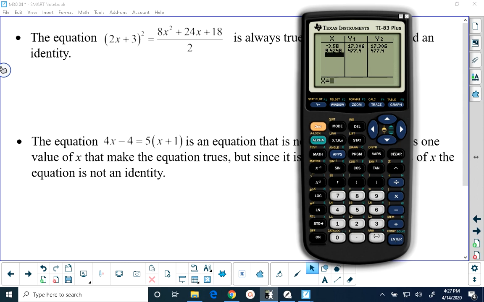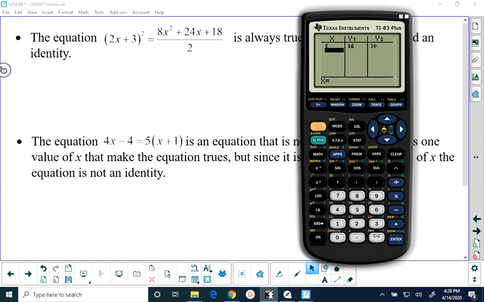Now let's try the same thing with the second equation, where I have 4x minus 4. I'll put that in for y1, and it's equal to 5 multiplied by, in brackets, x plus 1. And I'm going to go to my table. And I discover that for different values of x, I get different values of y, which means, for example, I'll pick a simpler number to work with. When x is 5, the left side is equal to 16 and the right side is equal to 30.